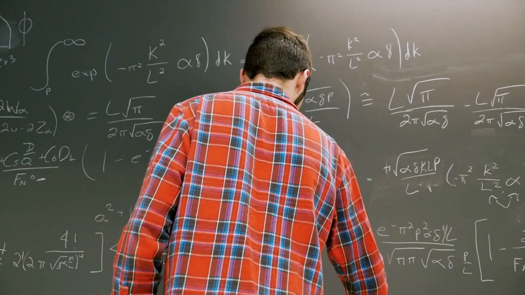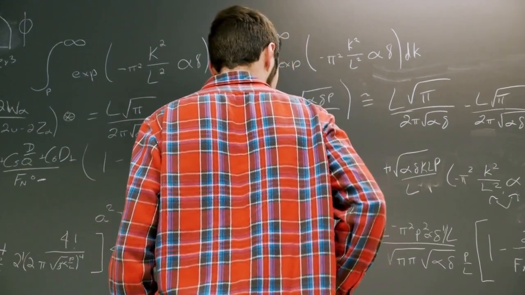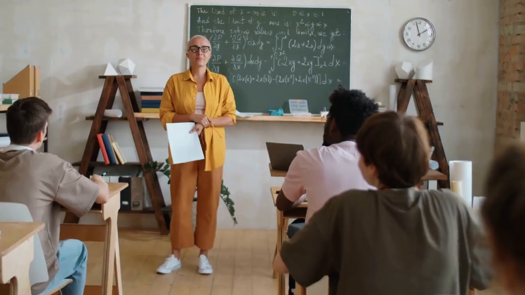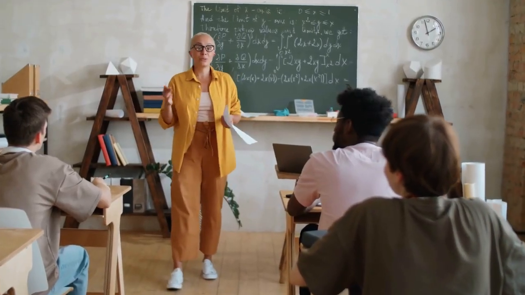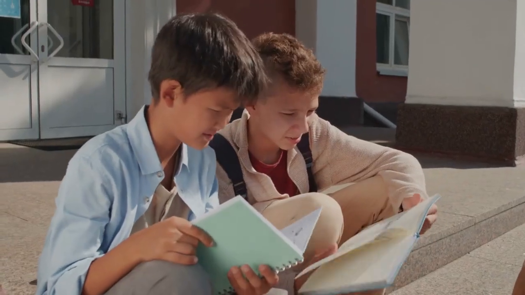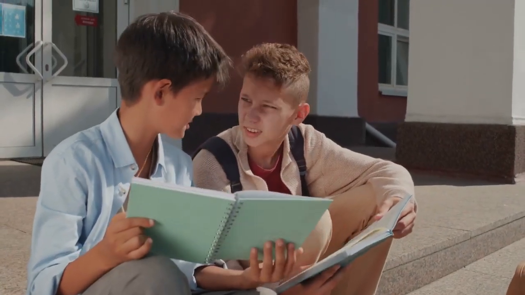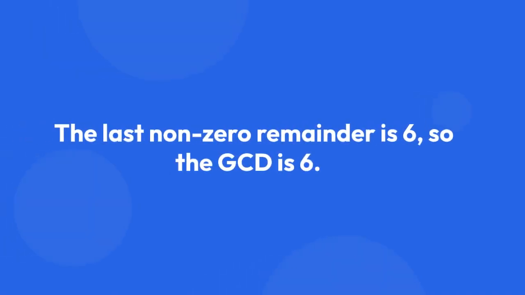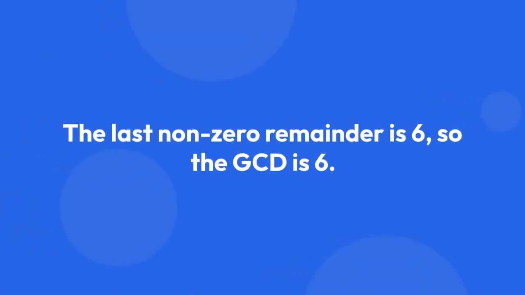We divide 48 by 18, getting a quotient of 2 and a remainder of 12. Then we divide 18 by 12, getting a quotient of 1 and a remainder of 6. Finally, we divide 12 by 6, getting a quotient of 2 and a remainder of 0. The last non-zero remainder is 6, so the GCD is 6.